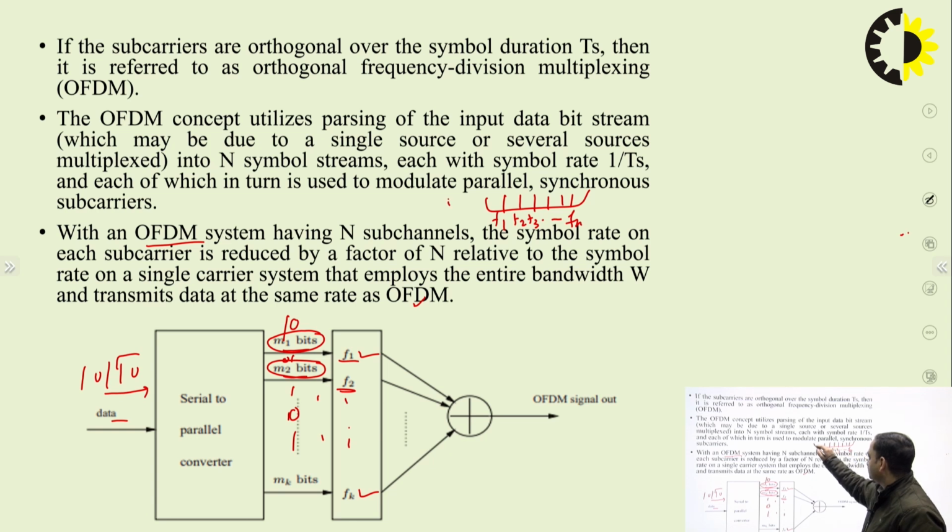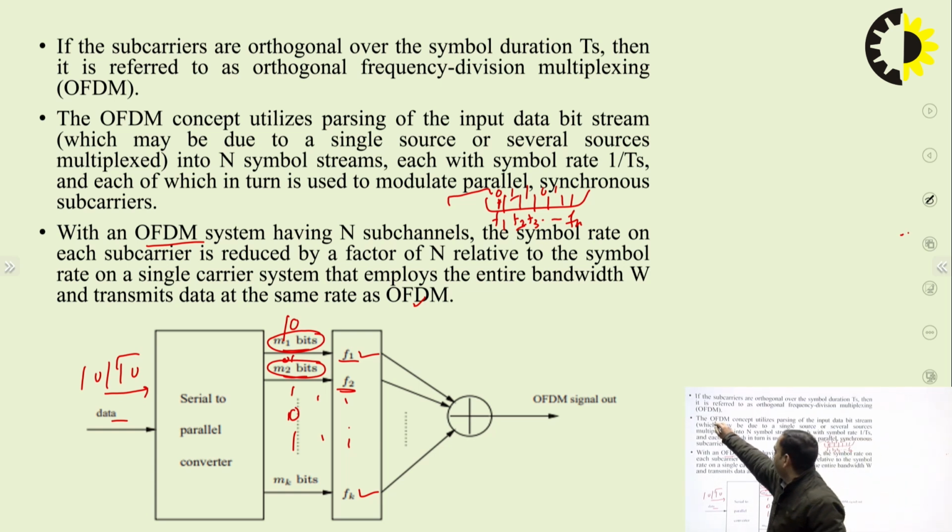The bits being transmitted will be modulated one by one, like 0, 1, 1, 0, 1. It means this 0 will be modulated with the frequency F1, this 1 will be modulated with the frequency F2 and so on. This conversion of wideband to narrowband can take place by the OFDM concept.